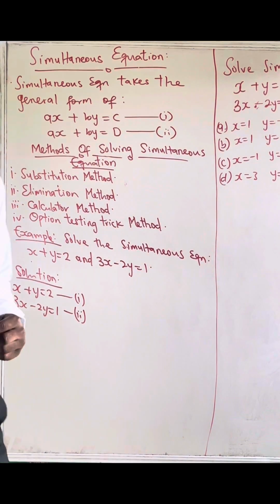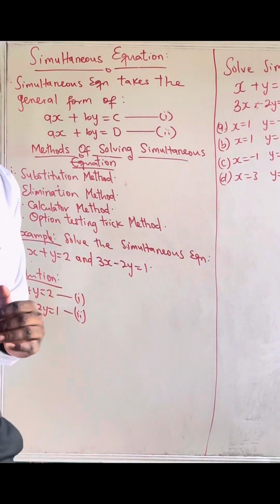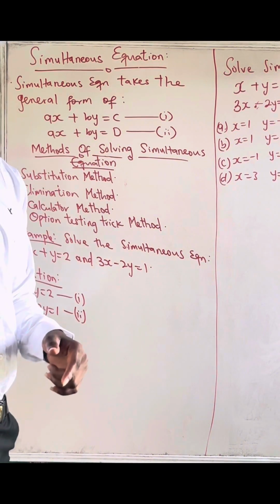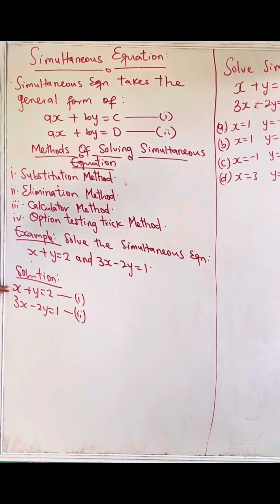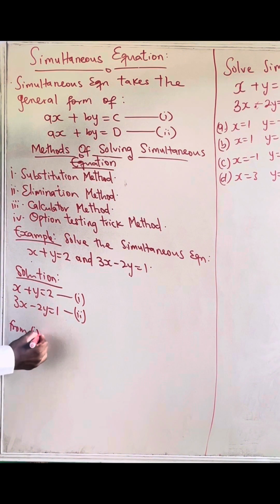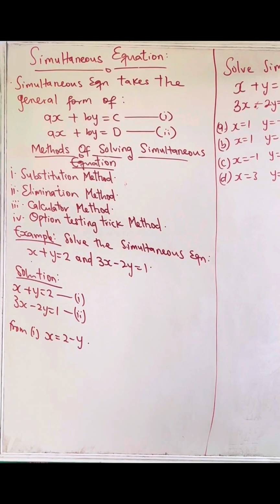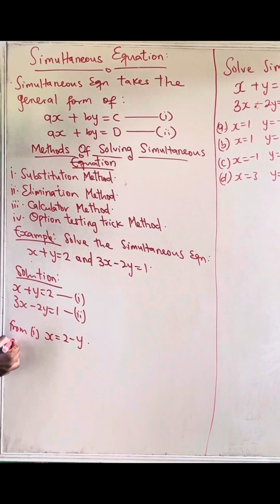The idea of the substitution method in solving a simultaneous equation is by making a parameter the subject of the formula and substituting that parameter into the next equation. So I'm going to make x the subject of the formula in the first equation. From equation 1, x equals 2 minus y. What I just did is that from equation 1, I made x the subject of the formula. So x will be equal to 2 minus y.